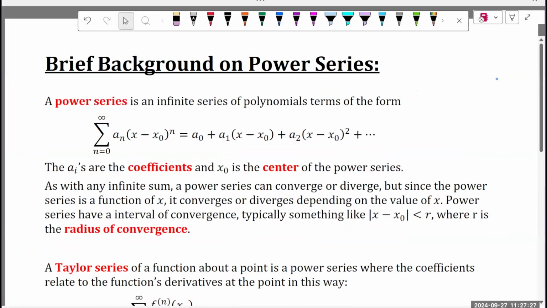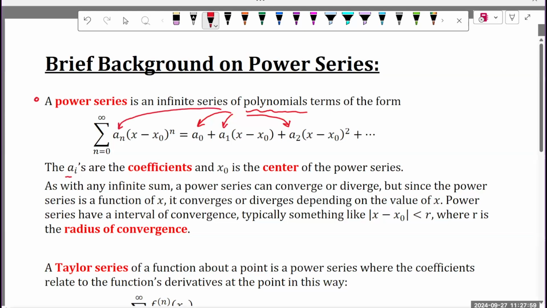Here we've provided a brief background on power series. You don't have to know everything in detail. You just need to get a pretty good idea. This is basically a list of definitions and vocabulary. So a power series is an infinite series of polynomial terms of the following form. The coefficients, these a sub naught, a sub 1, a sub 2, and so forth, are often referred to more generally with a subscript n or i.